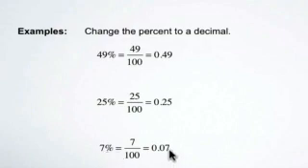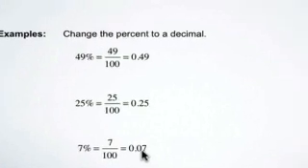Now in this example, the decimal was right after the 7. So when I divide by 100, I have to add in zeros as placeholders to indicate that it is 7 hundredths to get the 7 in the right place.